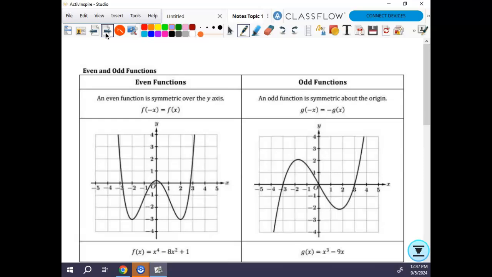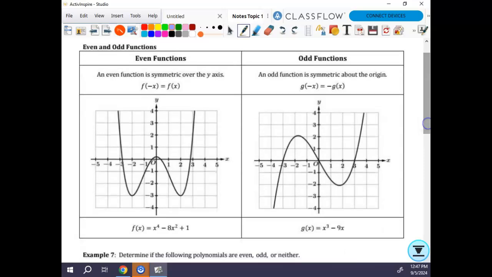Alrighty. Even and odd functions. So, even and odd functions. That is different than even and odd degrees, okay? You can have a function that is an even degree and it not be an even function, just to be clear about that, all right? Sit up. You're missing all the fun. Come on, sit up. So even and odd functions.